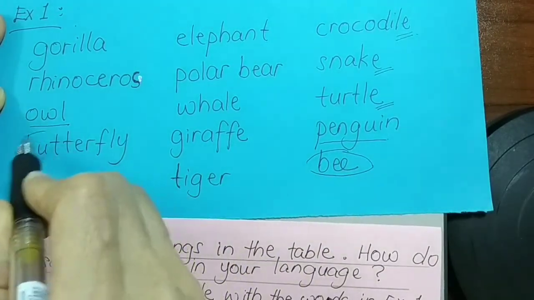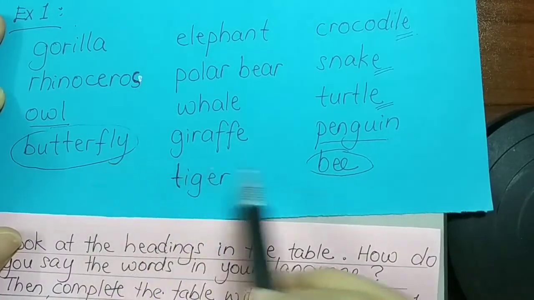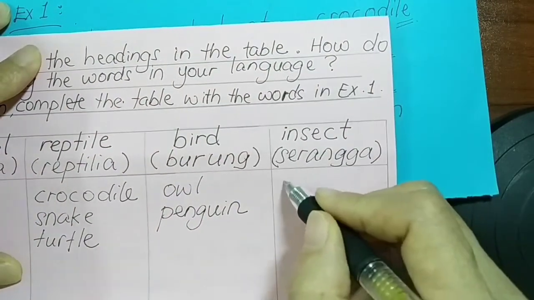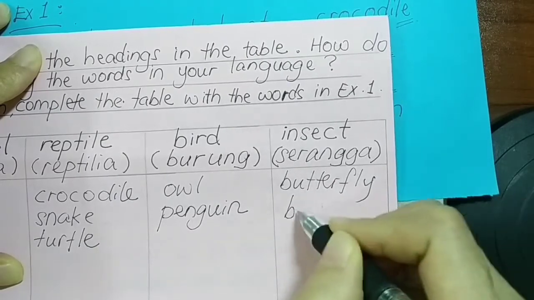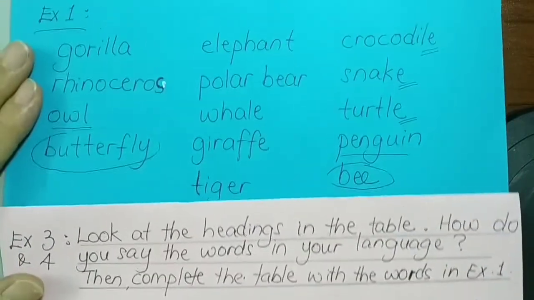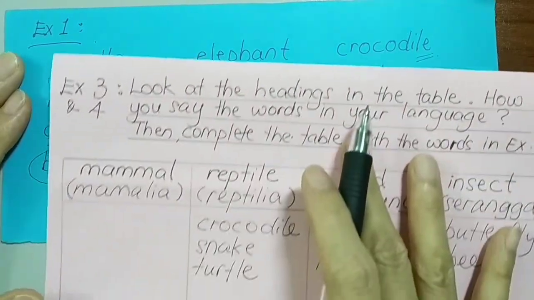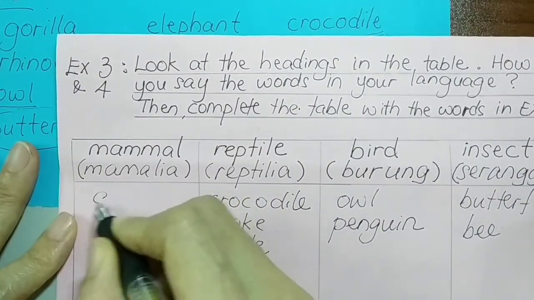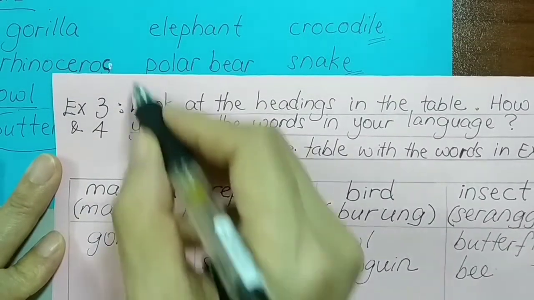Here, butterfly. Okay, so these 2 are in the insect group. So, butterfly and bee. So, this group is complete. Now, the leftover will be all under the mammal group. So, we shall write down gorilla. Rhinoceros.